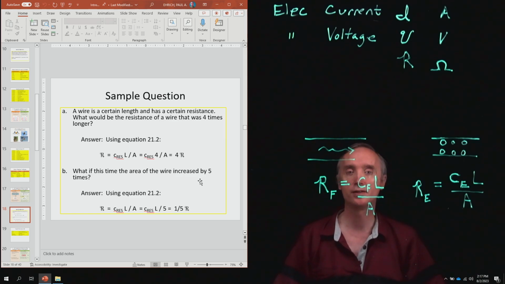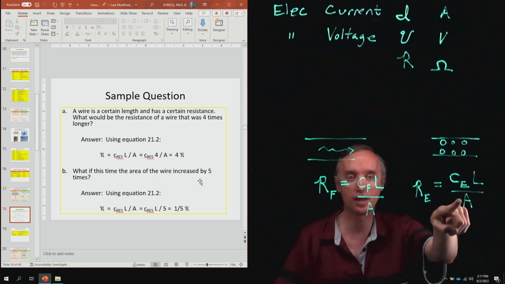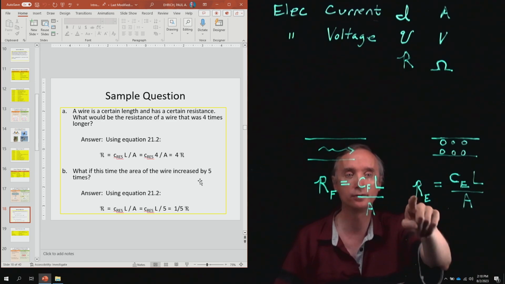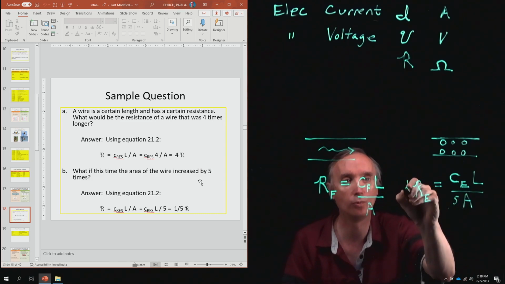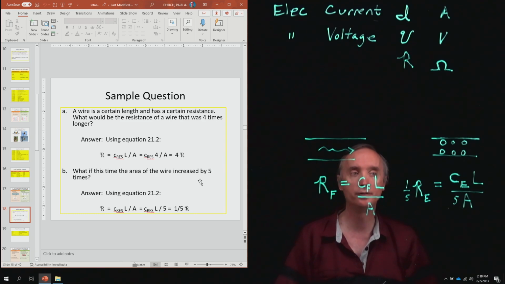Now part B says, what if this time it was the area of the wire and it's going to be increased by a factor of 5? So this time we're going to put a 5 here in front of the A. And so again, whatever we do to this side, we've got to do to this side over here, so that if we put a 5 over here, we have to put a 1 over 5 on this side. So it's going to have 1/5 the resistance.